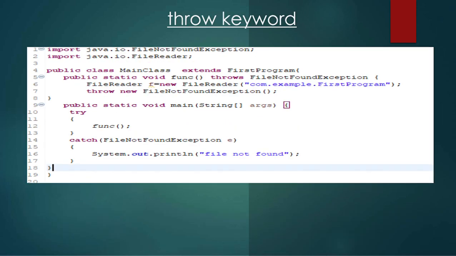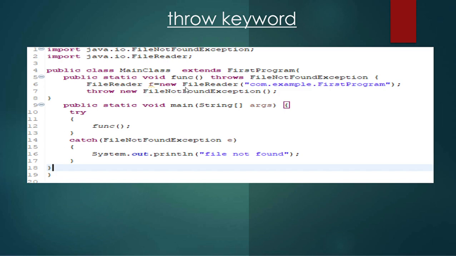Throw keyword. Now we'll see how we are going to write the throw keyword. Inside our main class, we have a method func. In this func method, we have a file reader: f is equal to new FileReader, and this is the file which we want to read. And we have throw new FileNotFoundException. This is thrown. Because we have thrown this exception, if it is thrown, then it will be handled.